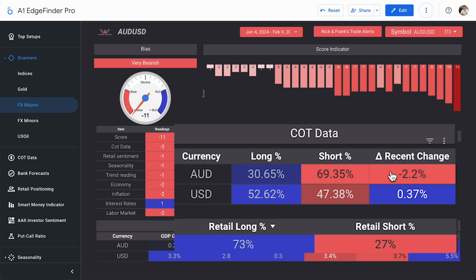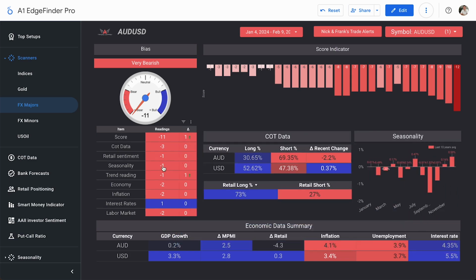And what we noticed there was a negative 2.2% change in the COT data, meaning that overall the Australian dollar dropped even more, went even more short on the Australian dollar from the last report to the most recent report, where we had a positive 0.37% on the US dollar. That means that it was slightly more bullish than last time. So in the most recent report, institutional traders were slightly more bullish than they were previously on the dollar, but they were definitely more bearish on the Australian dollar than they had been previously. Our seasonality is a score of -1.